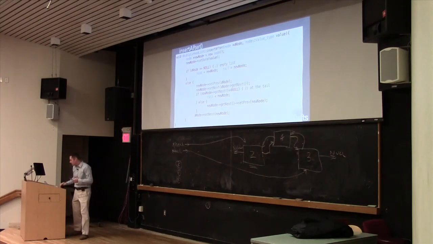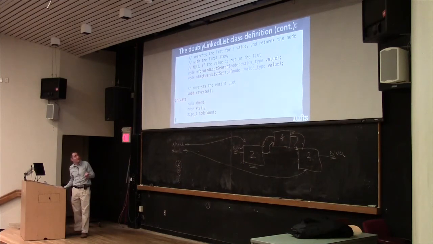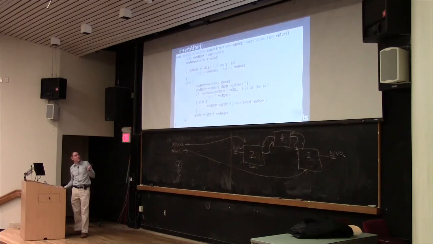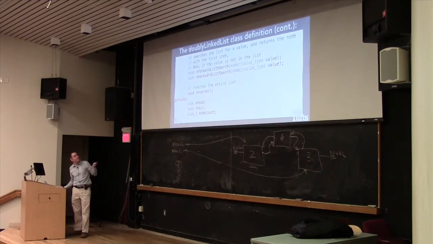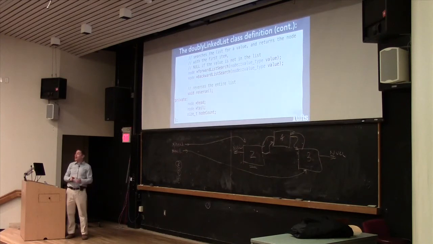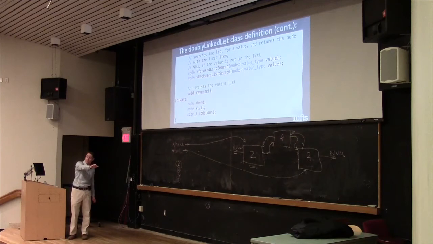OK. All right. Let's see what else we've got. So that's the insert after. We've also, of course, got an insert before, which looks very similar. I don't think I put that in here. OK. No, I didn't. We're back to the definition here. There's an insert before. There's an insert after. OK. We've also got some search things here. Cool thing about a doubly linked list is you can search both forwards through the list and backwards through the list, because you've got all these previous pointers.